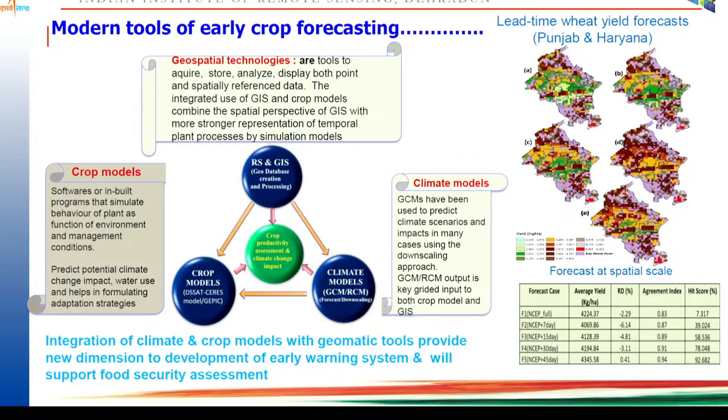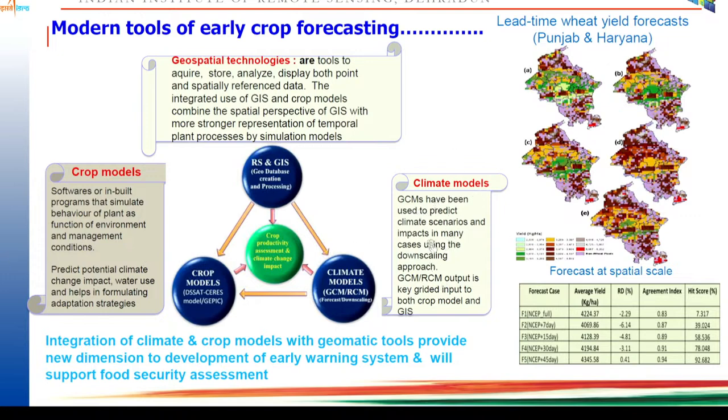Some advanced technology is also being explored or tested to have an advanced forecast, because we need an early forecast if we want to help farmers or help policy makers with contingency planning or informed decisions related to crop management. Then we need a crop yield forecast at least one month ahead of harvest. That can be possible with the integration of geospatial technology like remote sensing and GIS, crop model and climate model.